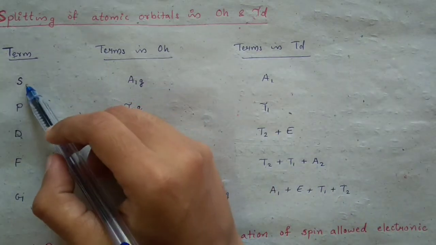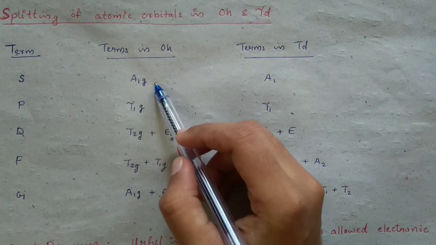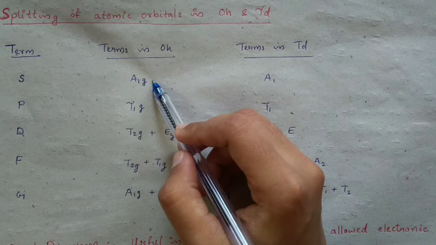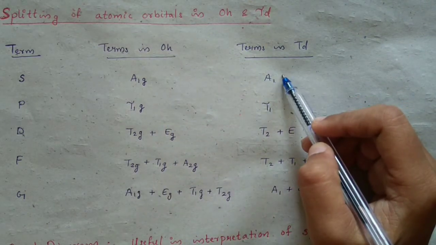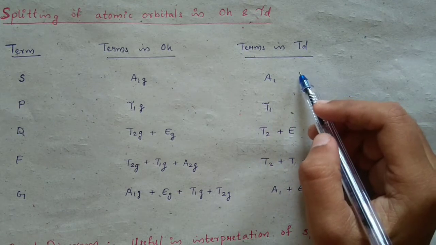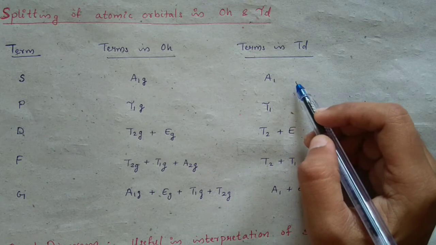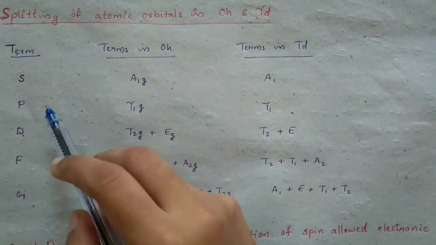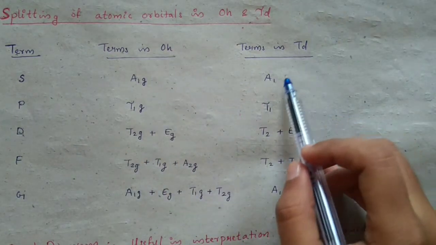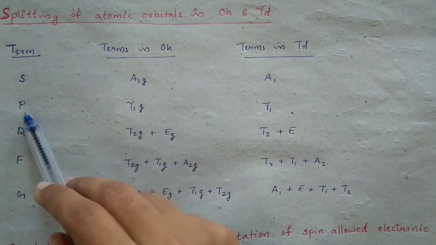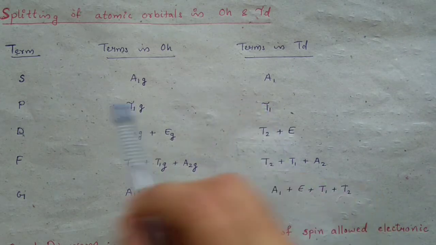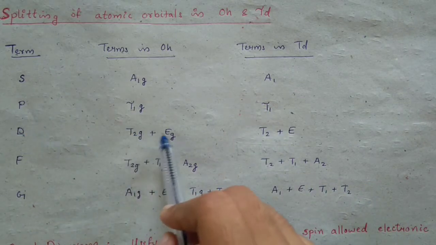For term S, the term in octahedral is A1g and the term in Td, that is tetrahedral, is A1. There is no g because tetrahedral complexes have no center of symmetry, so they are not gerade. For term P, the term in octahedral is T1g and in tetrahedral T1. And for D, T2g plus Eg.